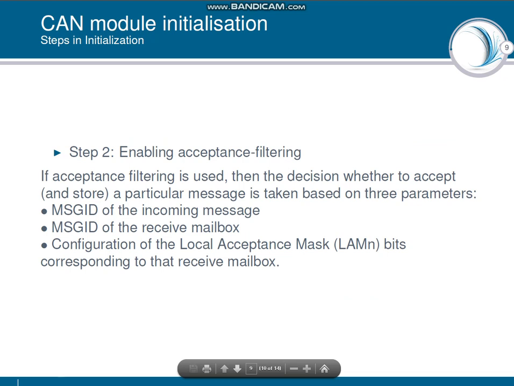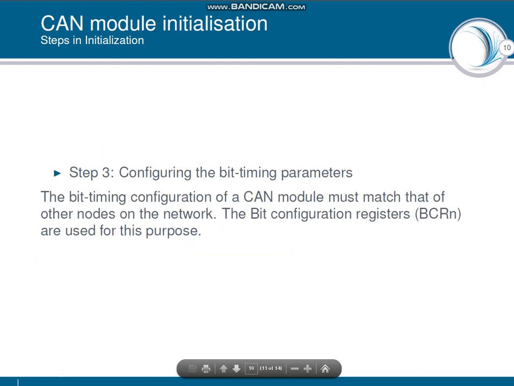Step 2. Enabling acceptance filtering. If acceptance filtering is used, then the decision whether to accept a particular message is taken based on 3 parameters. They are the MSGID of the incoming message, the MSGID of the receiving mailbox, and the configuration of the local acceptance mask corresponding to that receiving mailbox. Step 3.